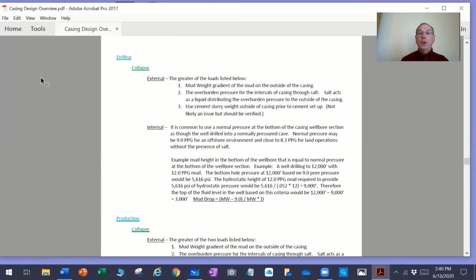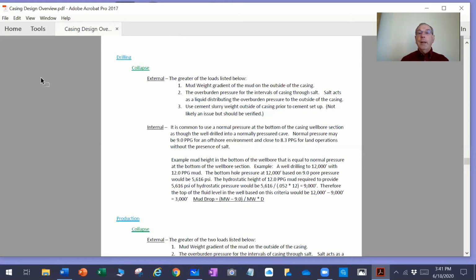And then number 2 is the overburden pressure for the interval of casing through salt. So all salt acts like a liquid, distributing the overburden pressure to the outside of the casing. So if we have casing going through the salt layer fairly deep, at high enough temperature that it's going to have creep, then we will have to use the value of overburden for the interval where the salt is for our collapse value on the outside.